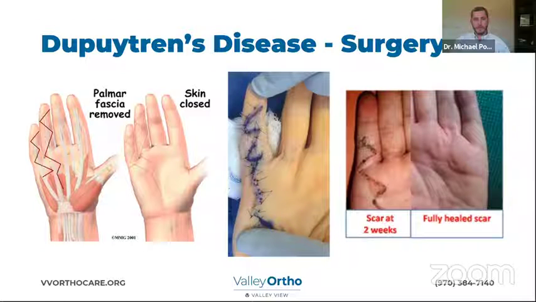Stitches come out at 2 weeks, and most folks are more or less back to normal by 4 to 6 weeks. Of all the things we can do for Dupuytren's disease, this procedure provides the most durable and longest lasting correction of the contracture.